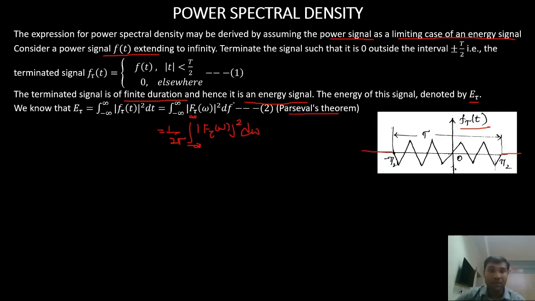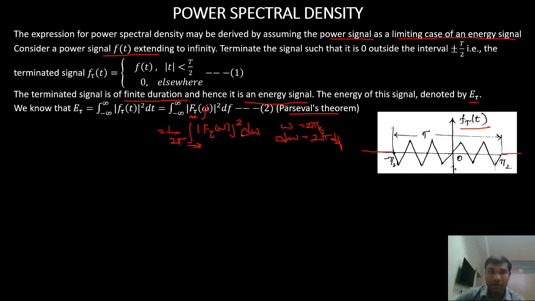Now if I want it in terms of f, what will happen? Omega is equal to 2 pi f, so d omega is equal to 2 pi df.